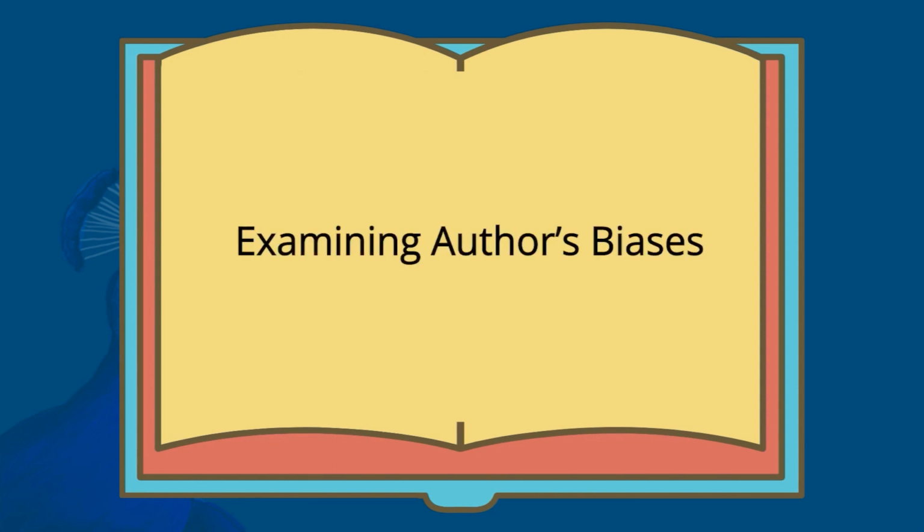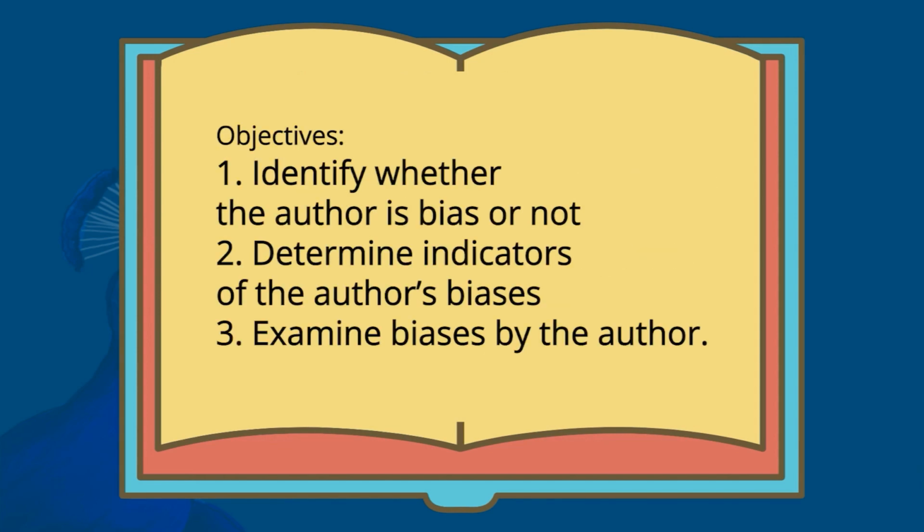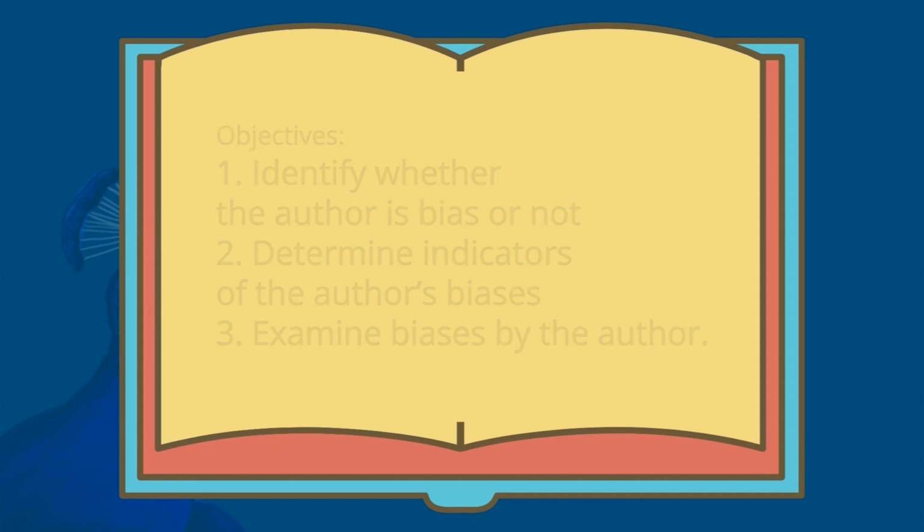Our topic for today's episode is examining author's biases. It is anchored to our most essential learning competency, which is examining biases for or against by the author. With the following learning objectives: identify whether the author is biased or not, determine indicators of the author's biases, and examine biases by the author.